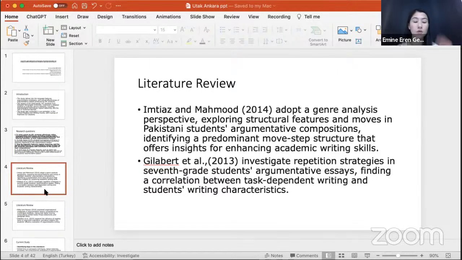I'm not going to give a detailed literature review, but in the literature, Imtiaz and Mahmoud, 2014, adopt a genre analysis perspective exploring structural features and moves in Pakistani students' argumentative compositions, identifying a predominant move step structure that offers insights for enhancing academic writing skills. And Gilbert et al. 2013 investigate repetition strategies in 7th grade students' argumentative essays, and found a correlation between task-dependent writing and students' writing characteristics.